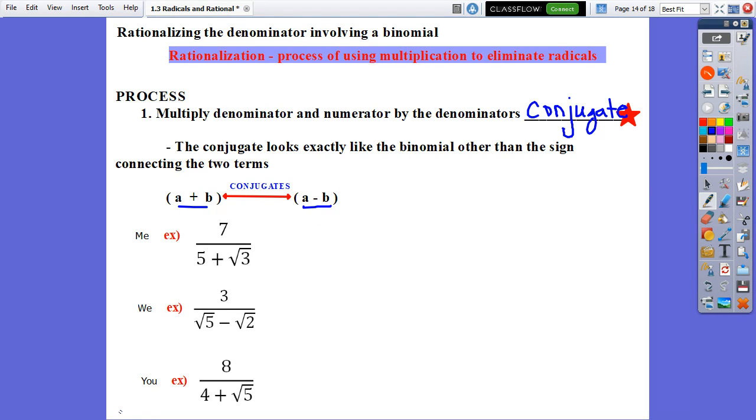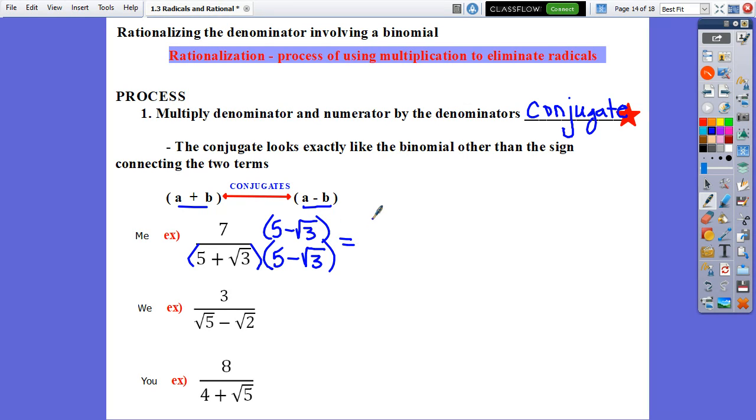Now, how we use conjugates right here is, now I have 2 terms. So I don't ask myself, what do I have, what do I need, because it's not one term. I have two terms. It's a no-brainer. Just use the conjugate. So 5 minus the square root of 3. Whatever you do to the bottom, make sure to do the top.